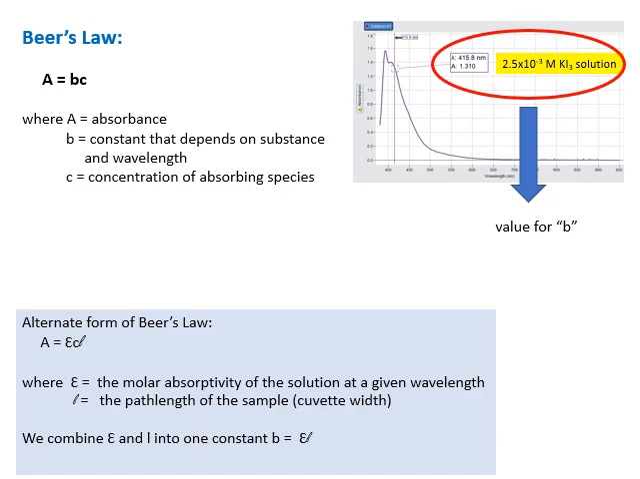Some of you may have Googled Beer's law and found the following equation. Absorbance is equal to the squiggly E times C times L. In this version of Beer's law, the squiggly E is defined as the molar absorptivity of the solution at a given wavelength, and L is the path length of the sample, which is equal to the cuvette width. For our simplified version of the law, we combine the E and the L into one constant and call it B, where B is equal to E times L. We don't need to separately determine E or the path length of the cell, we can just use B.